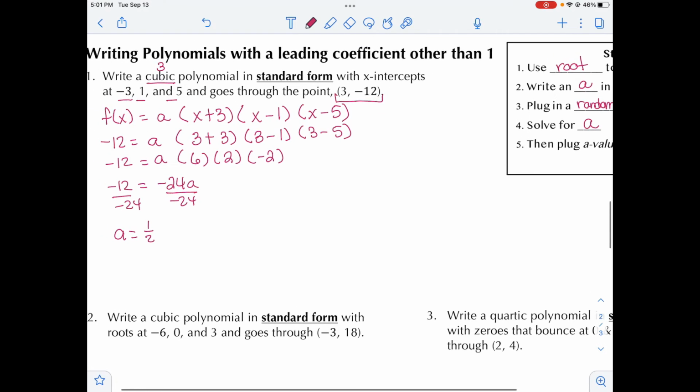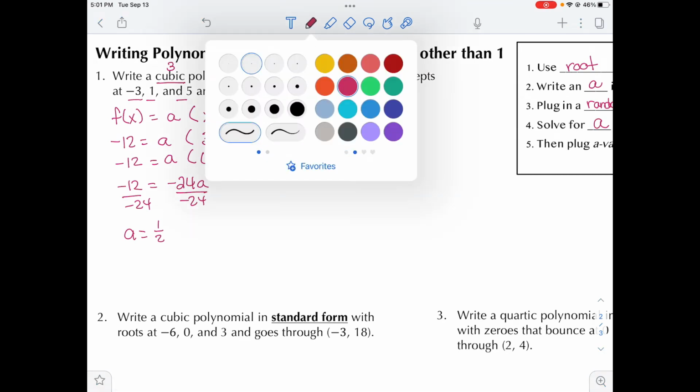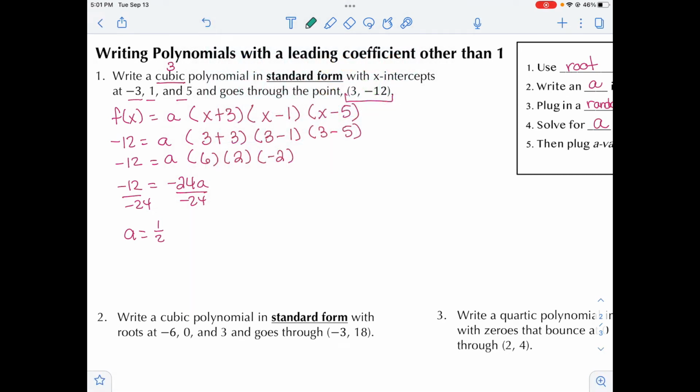Okay, so now we can plug that back in and start putting it in standard form. So now we know what the stretch is. A is actually your stretch, how it stretches and compresses and all that good fun stuff, just like any other transformation. So we all have f of x is equal to 1/2, x plus 3, x minus 1, and x minus 5. Now if we were doing vertex form, we could stop, but we're not. We've got to keep going. So I'm just going to take 2 pieces first and multiply them together. Doesn't matter which 2 pieces. You can do these 2 pieces, or you can do these 2 pieces first. Either way.